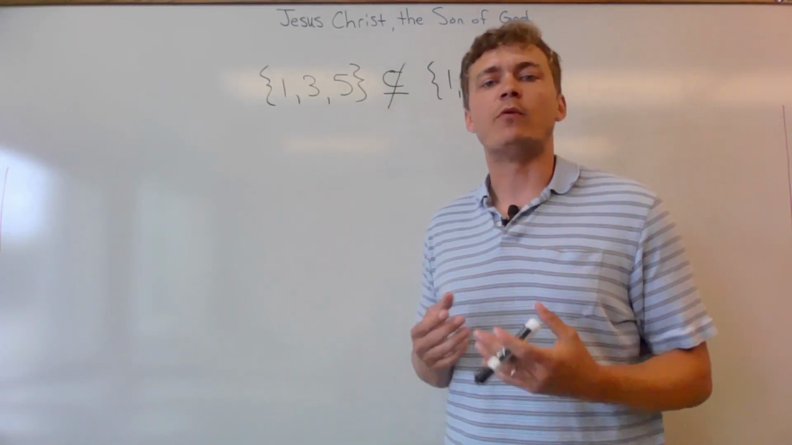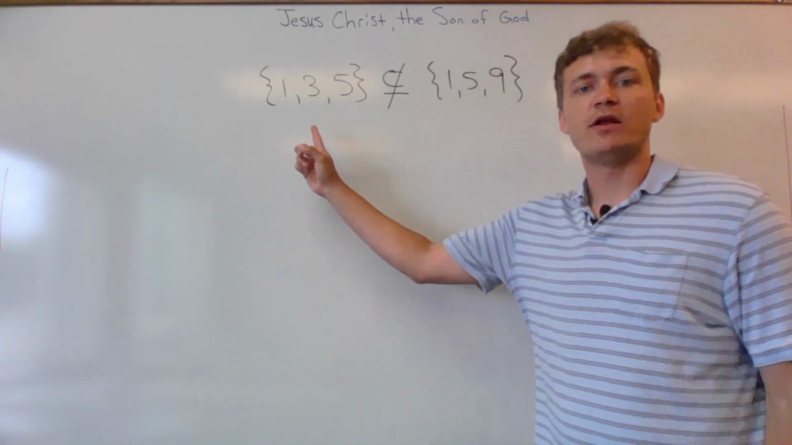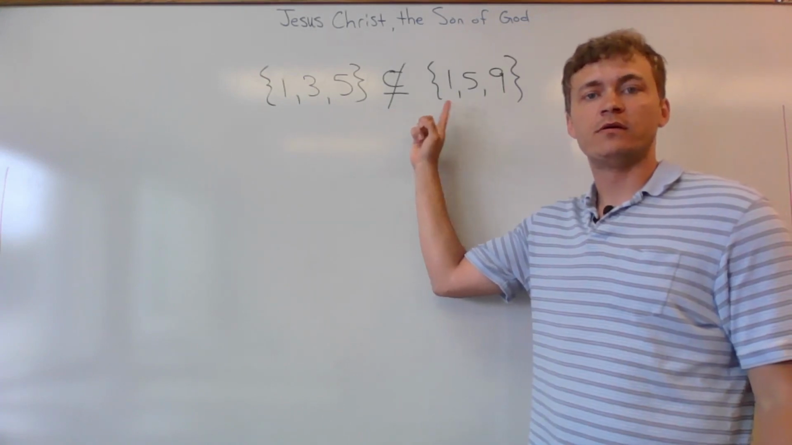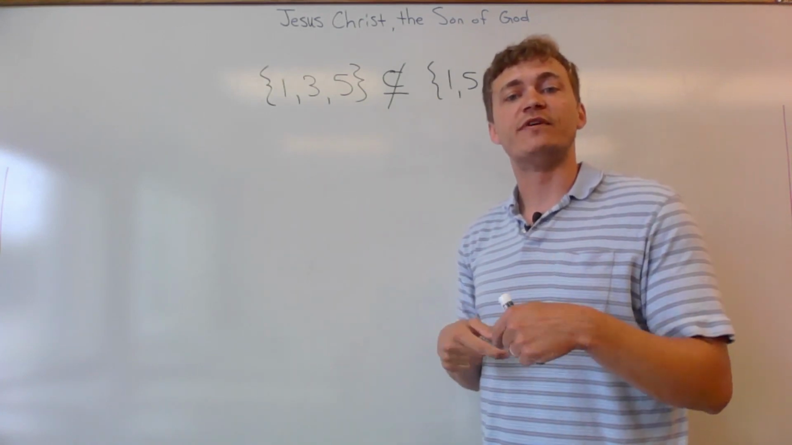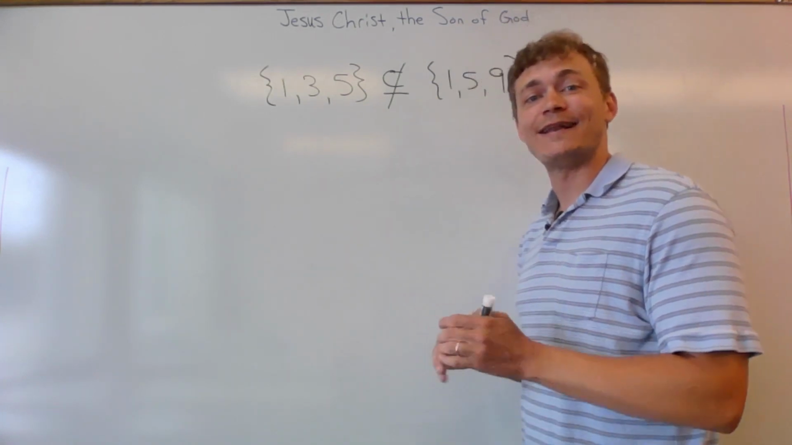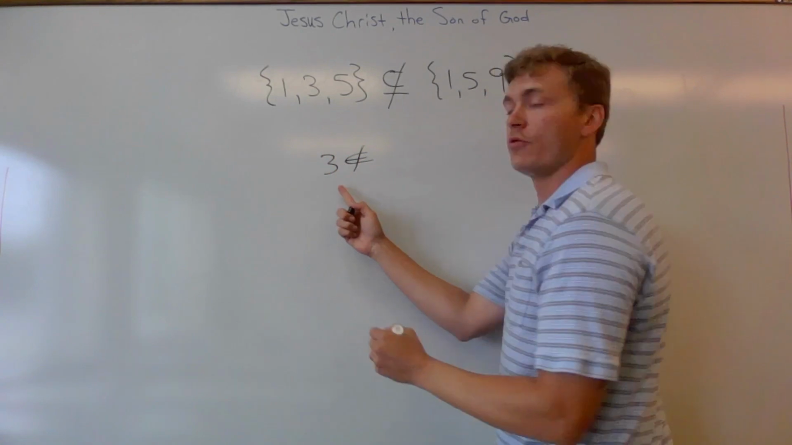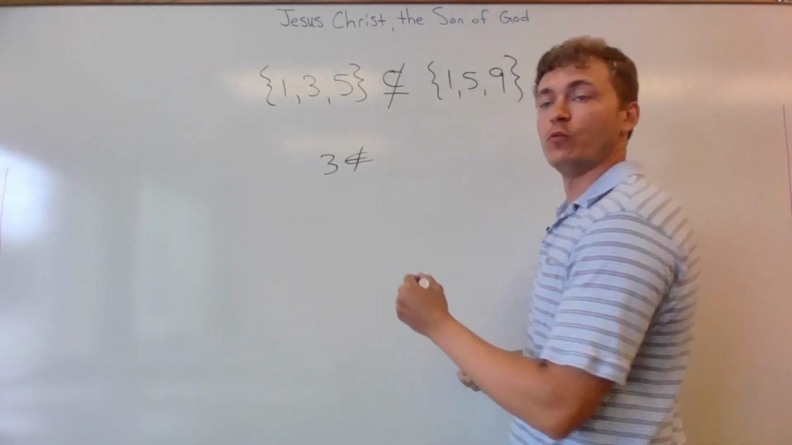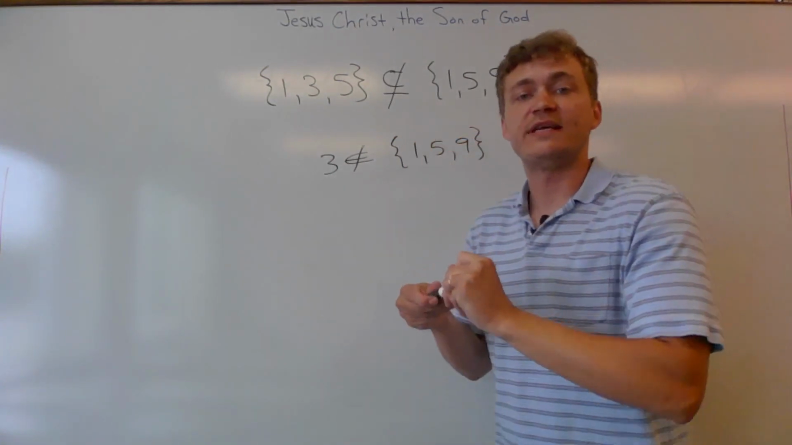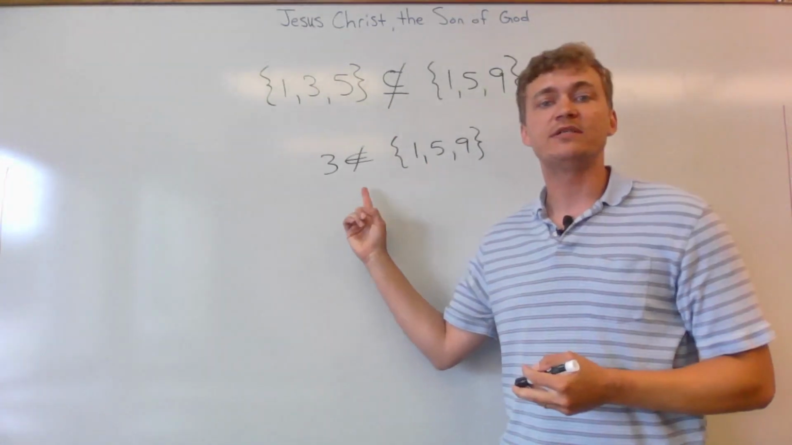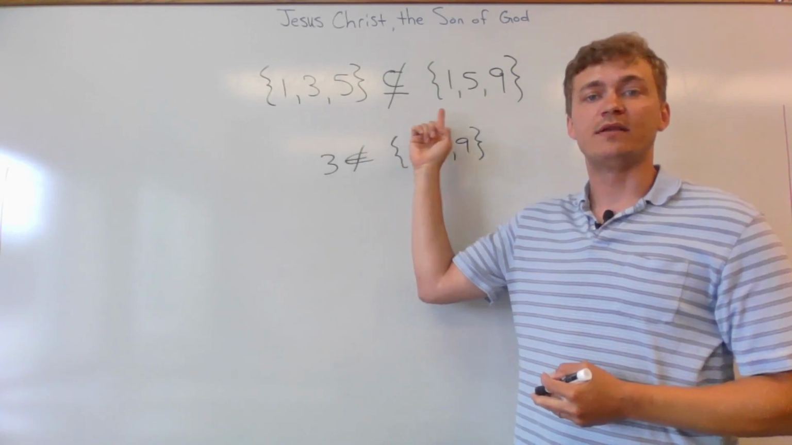And the reason is why, right? What is that one counterexample? Why is this the case? It's because of 3, right? 1 can be found over here. 5 can be found over here, but 3 cannot. So let's go back to that notation of is an element, right? 3 is not an element. Three does not belong to our set 159. This here alone is our counterexample. 3 does not belong to 159. Therefore, this set is not a subset for this set.